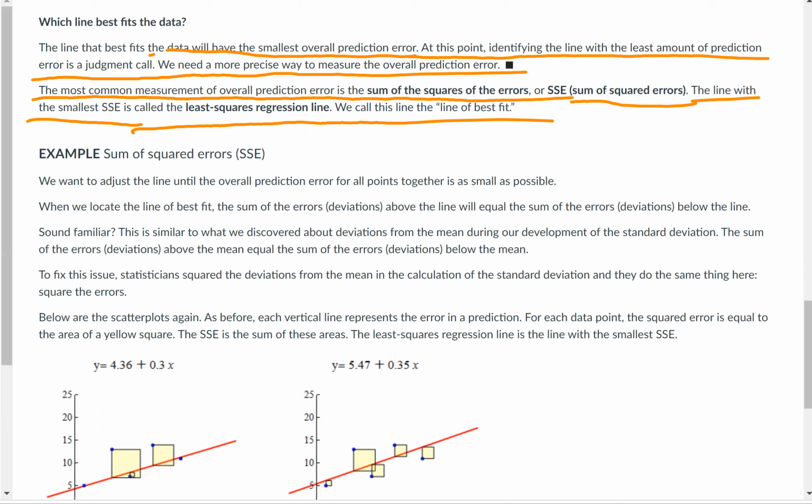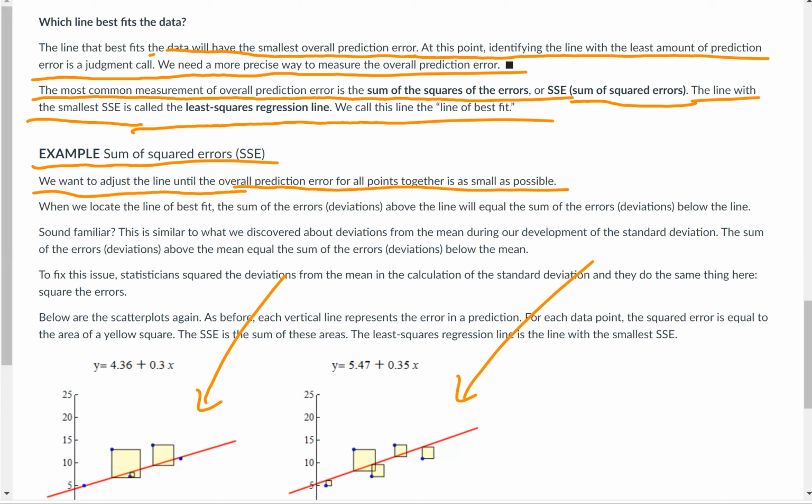So definitely technology would help on there. Now look at an example for the sum of squared errors. We want to adjust the line until the overall prediction error for all points together is as small as possible. So I think this will really answer the question: is it better to be very close to the majority of the points, like the line on the leftmost graph was, or to take a middle ground where you're not super close to any points, but you're not very far away from any points either.